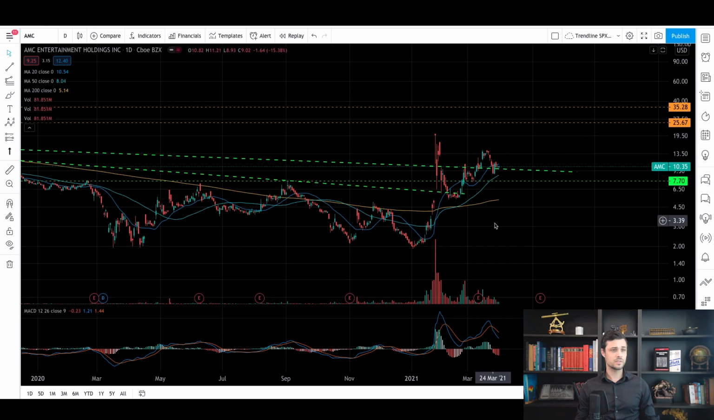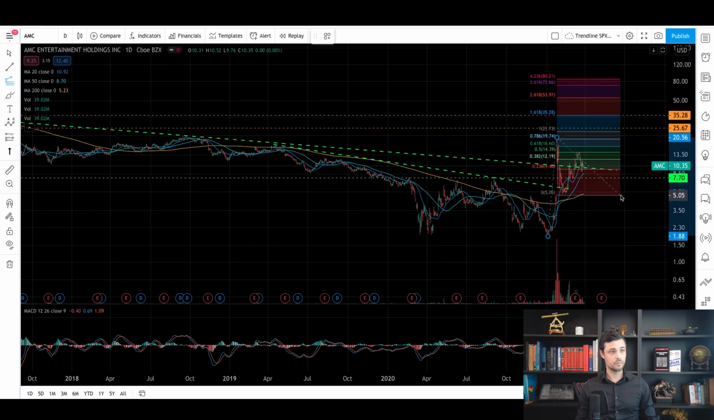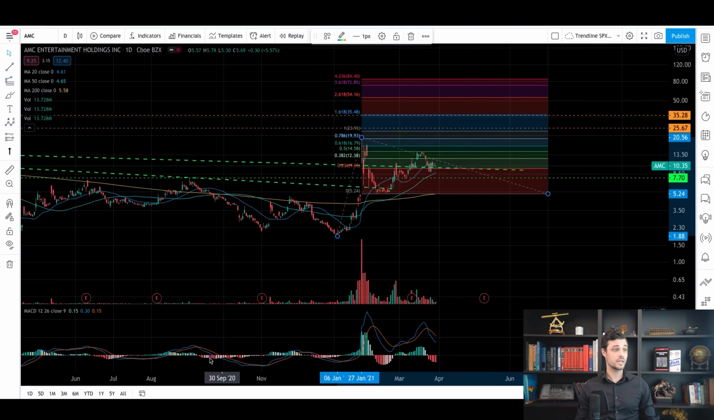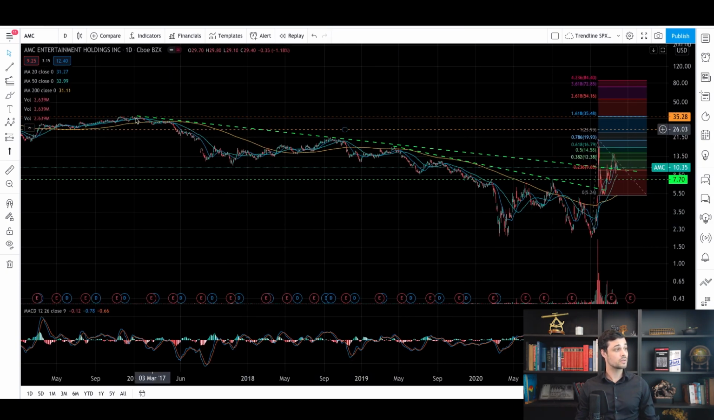All right, my levels are here. I showed you guys already this, but let me show you quickly again. I just measured the first wave, I applied it to the bottom of the second wave, and I have my fib extensions. And the most likely one is the 1.618, which surprisingly is as well the maximum, the all-time high we got on AMC.